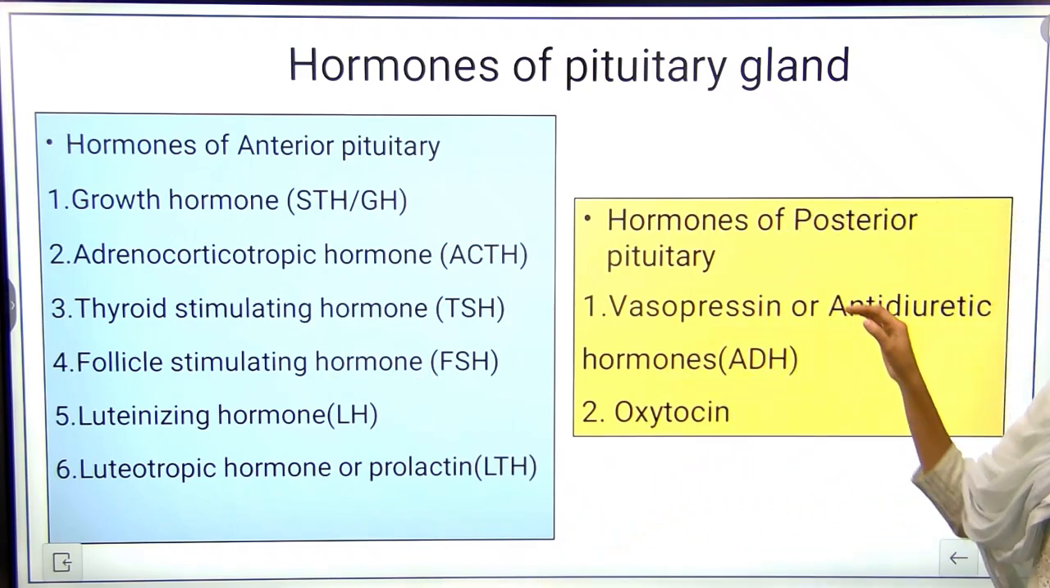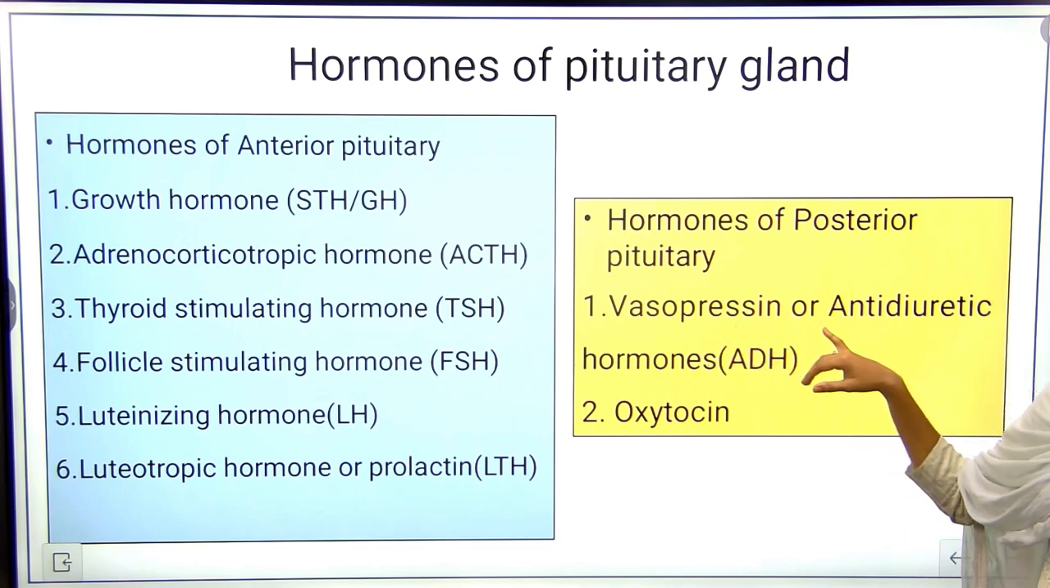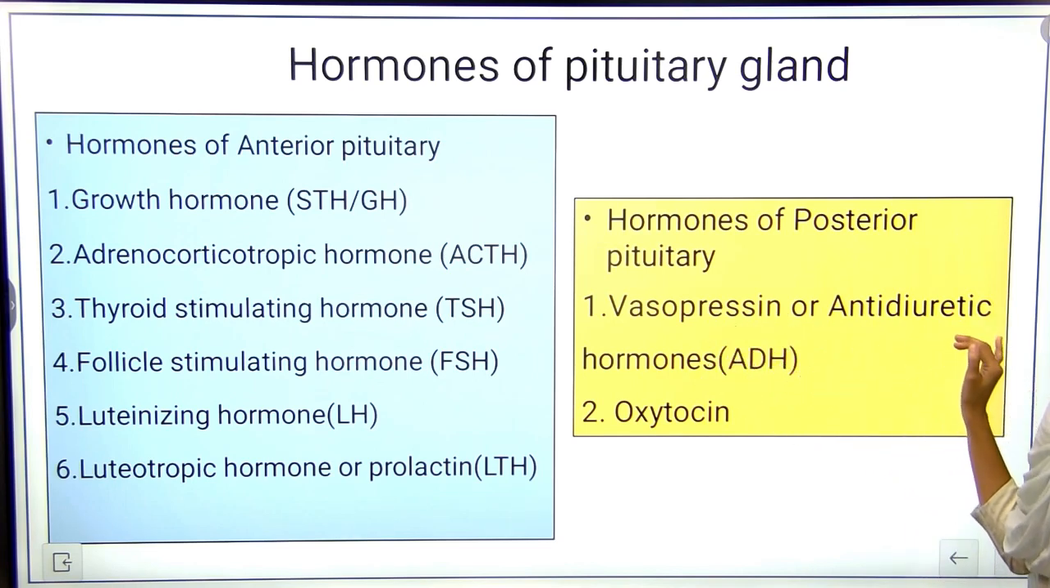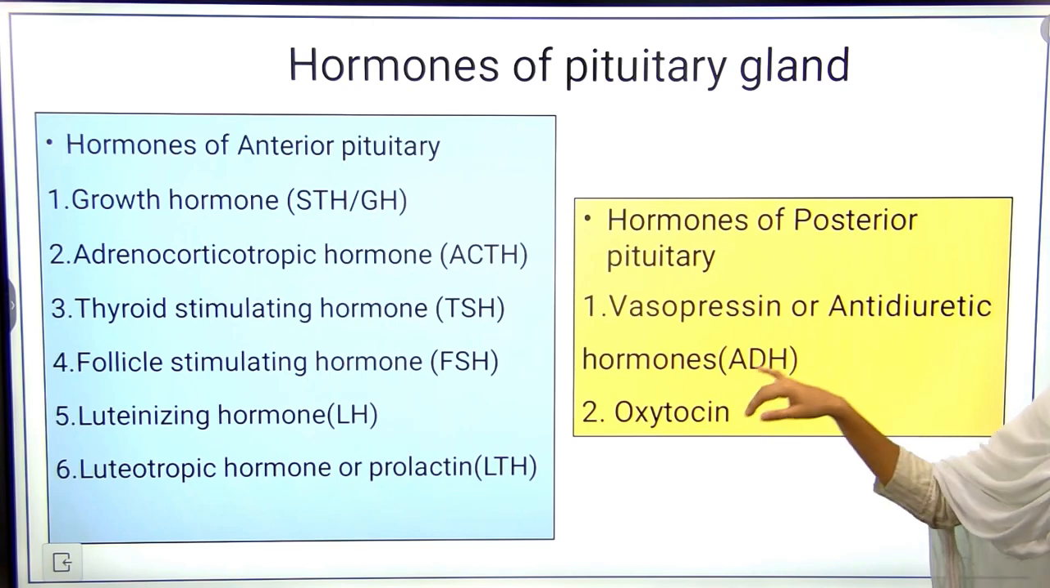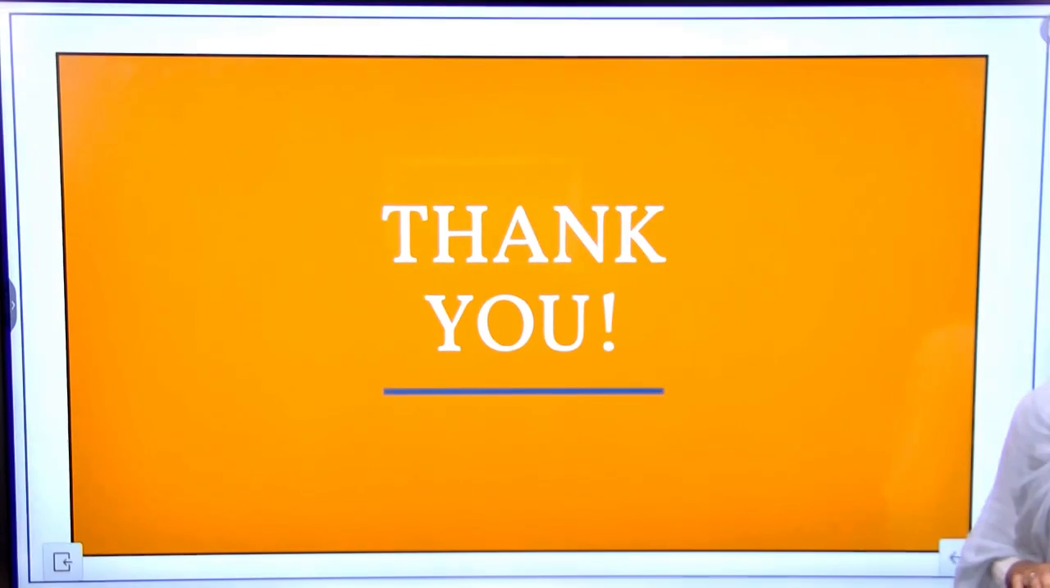Then next we will discuss the hormones of the posterior pituitary. First is vasopressin or antidiuretic hormone, also known as ADH, and second is oxytocin hormone. So this is all about the pituitary gland.